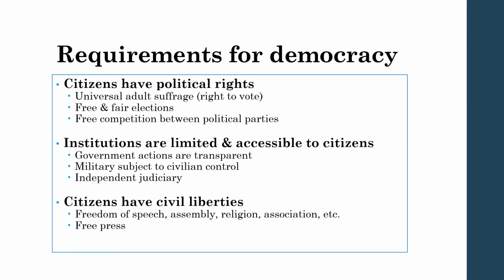And then finally, that the citizens have civil liberties. So these are things like freedom of speech, freedom to petition the government, freedom of assembly, those kind of things that in the United States we have quantified in our First Amendment. Another really important piece of democracy is a free press, so not controlled by the government.